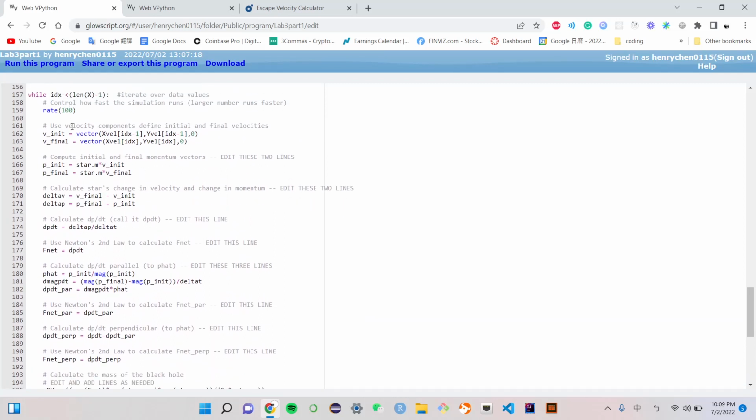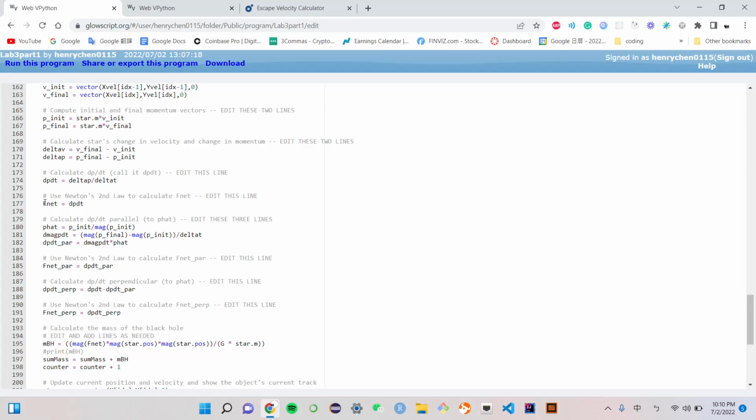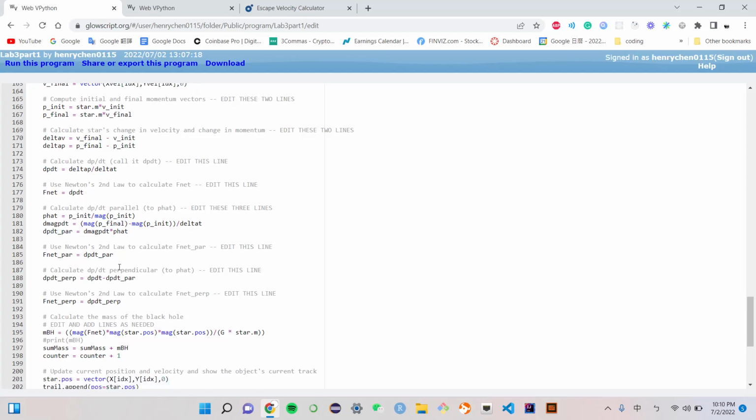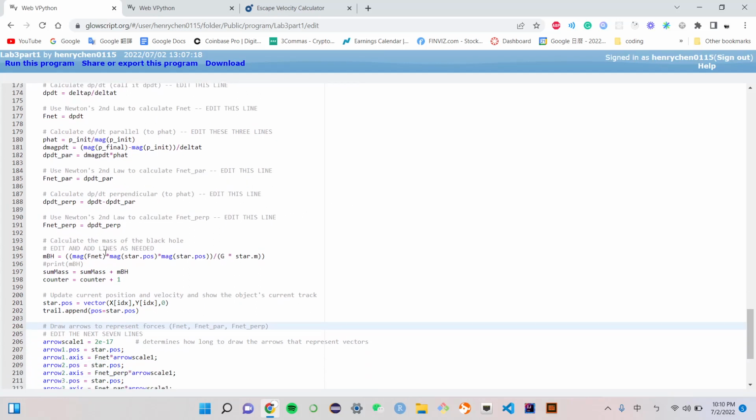As you can see, to start off, I found the velocity vectors by going through the xval array, and then we compute the initial and final momentum vectors, because momentum just equals mass times velocity. Then we use this, delta v and delta p, to find dp/dt. Using Newton's second law, we know that net force is equal to the change in momentum. Then we calculate both the parallel portion and the perpendicular portion of the change in momentum, and we set those equal to F net parallel and F net perpendicular.